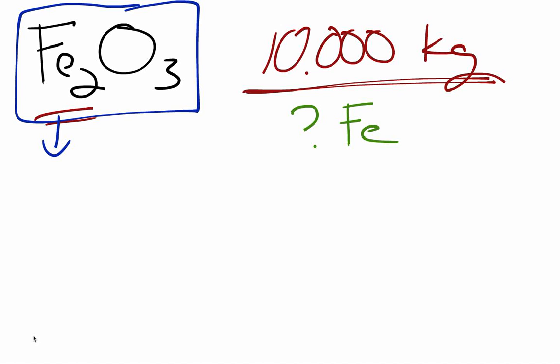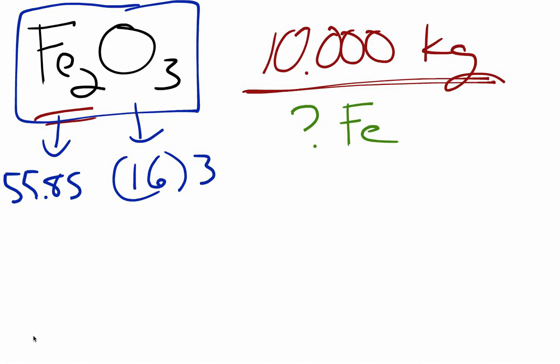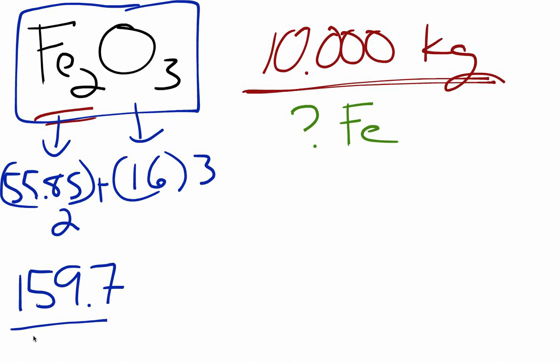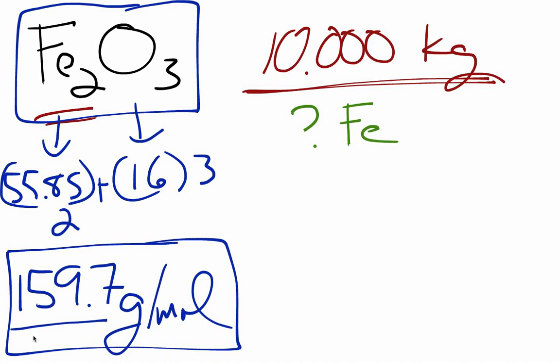So we'd add up the mass of these pieces. Again, oxygen is 16. We'd multiply that by 3. Again, we'd probably carry the decimal place out if we were doing this to actually extract iron. Iron is 55.85. We'd multiply that by 2. So add these pieces together. We have the total mass of the structure is 159.7 grams per mole. So that is our formula mass, our molar mass of iron oxide.